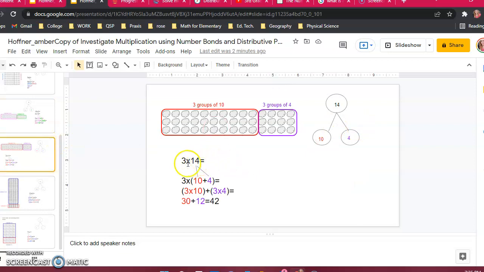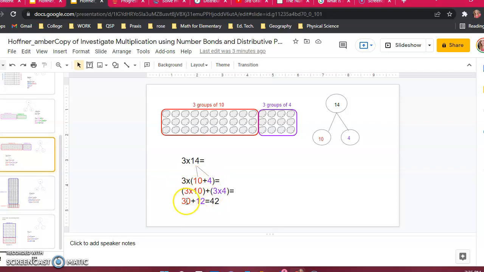Here we have 3 times 14, and so I took that 14 and split it to make a number bond of 10 and 4. I feel like both of those are really easy to work with 3. So there's my split of 14 into 10 and 4. So we have 3 times 10 plus 4. And then we take that 3 and distribute it to the 10 and to the 4 here.